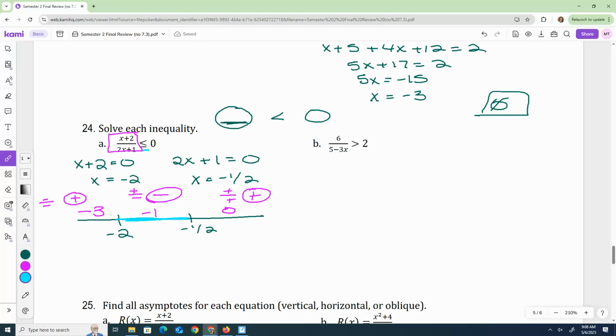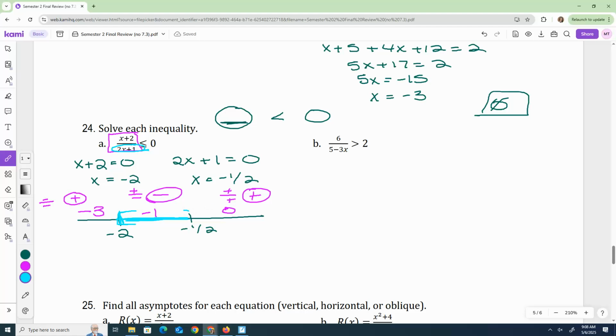Equal to means brackets, but I can't put brackets on both of these. Why? Because the x equals -1/2 is on the bottom of the equation. So then it can't be 0 because the bottom of the equation can't be 0. Exactly. The bottom of a fraction can never be 0.